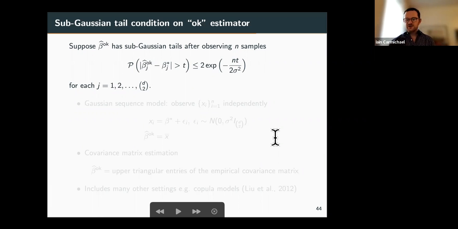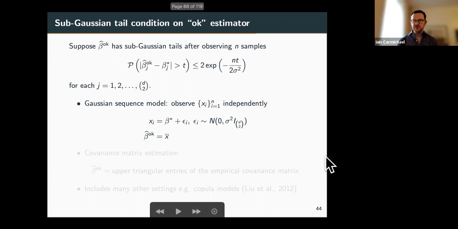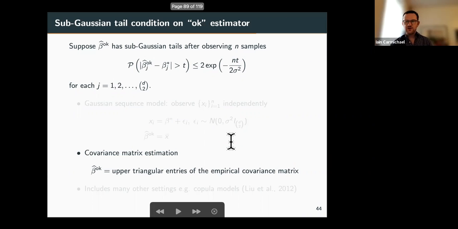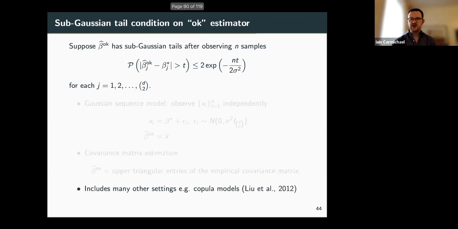Some example models where this comes up would be probably the simplest statistical model, which is a Gaussian sequence model. In a Gaussian sequence model, I observe n IID observations, and the true model is just take the mean and add some normal noise to it. Our OK estimator is just the sample average. In covariance estimation, you can take my word or read some of the references in the paper, the sample covariance matrix has sub-Gaussian tails. In this case, beta OK would be the upper triangular entries of the empirical covariance matrix. And a lot of other models have this property.